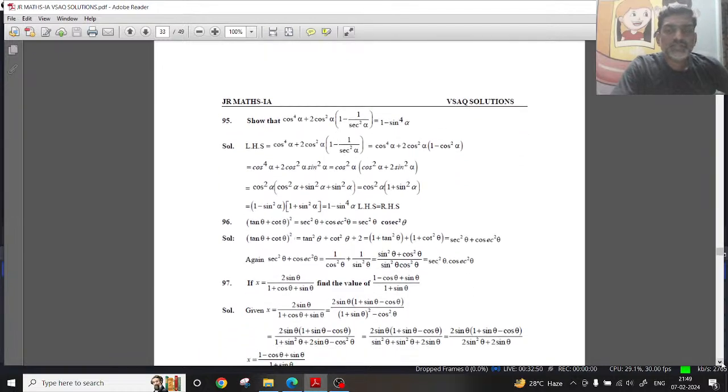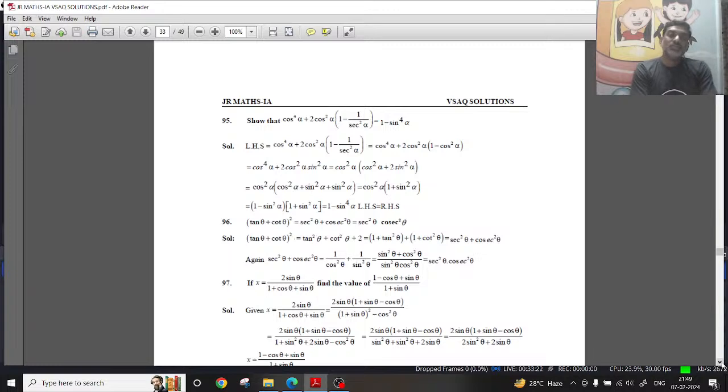And question number 95. Show that cos power 4 alpha plus 2 cos square alpha times 1 minus 1 by secant square alpha. This question is completely related to trigonometric identities. So 1 minus 1 by secant square alpha is there. How do you simplify that? 1 by secant square alpha is cos square alpha. 1 minus cos square alpha is sin square alpha.